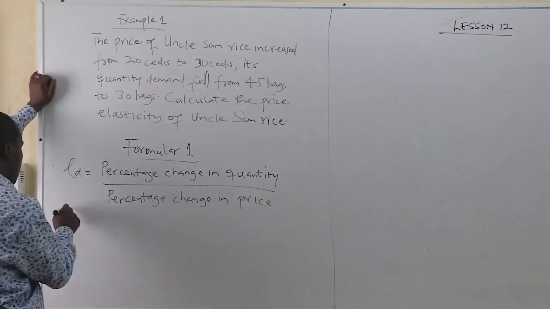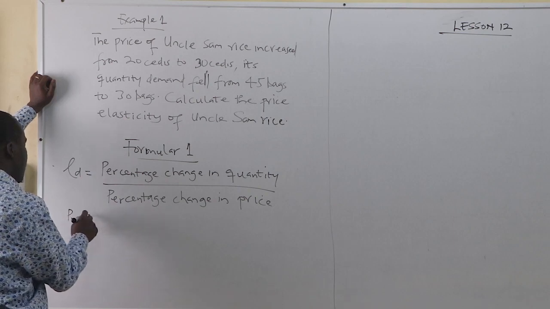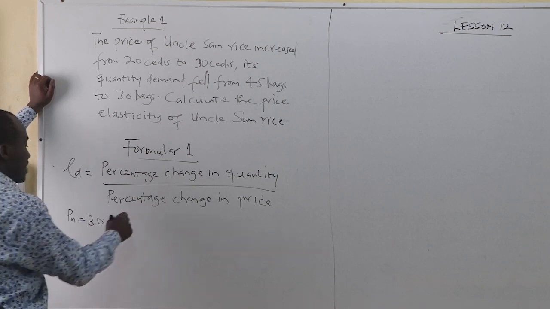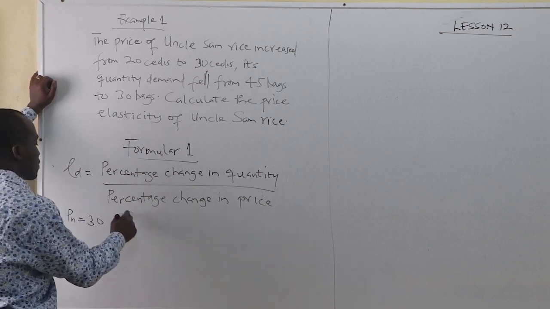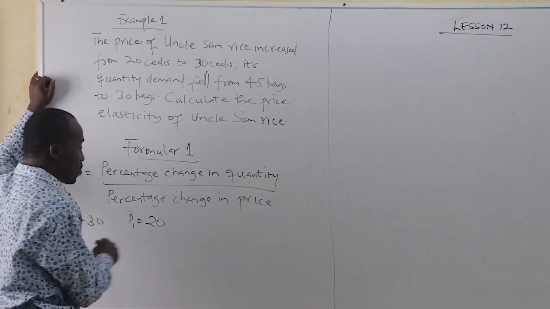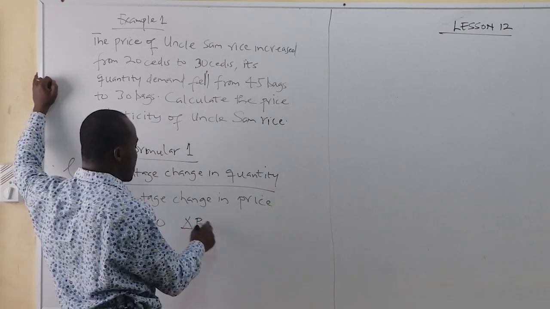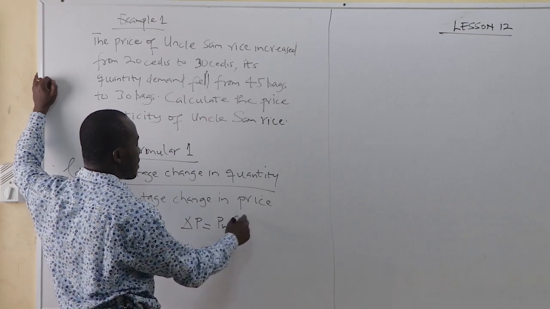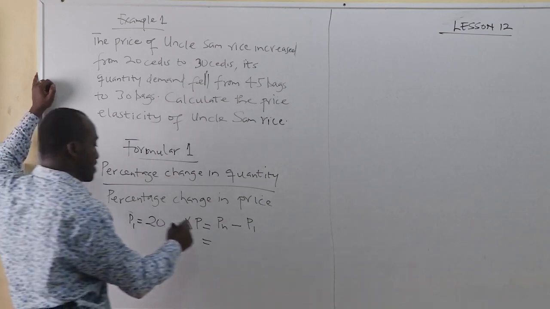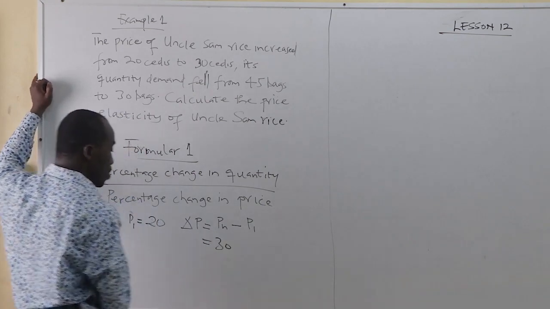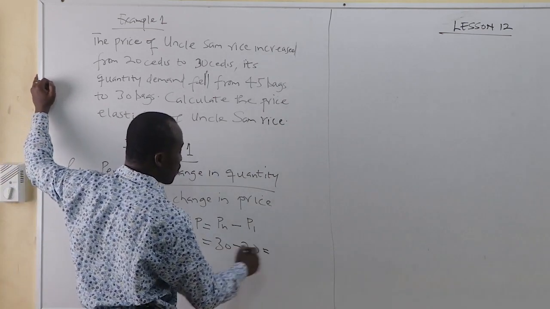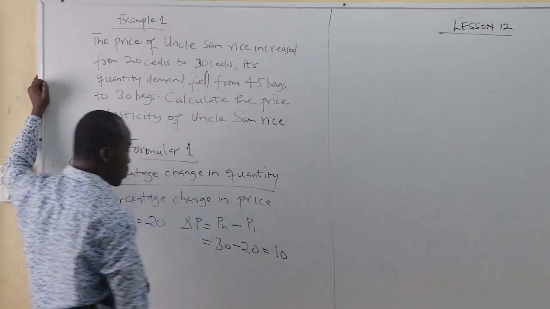The new price is 30. What is the initial price? The initial price is 20. What is the change in price? Change in price is equal to the new price minus the initial price. What's the new price? 30. What's the initial price? 20. What's the difference? The difference is 10.